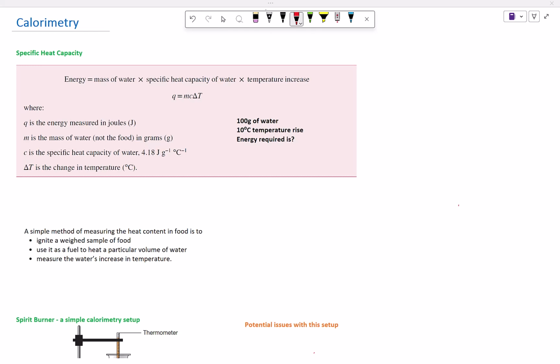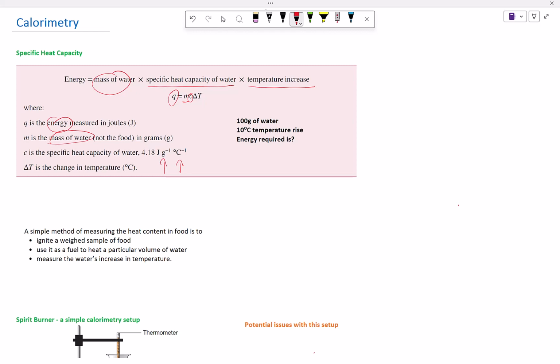So first off, when we calculate the energy using this approach, we need the mass of the water, we need the specific heat capacity of the water in this case, because we're looking at water, and the temperature increase. So it's Q for energy, m for mass of water, not the food, and that's going to be in grams. We've got the c, which is a constant, that's 4.18 joules per gram per degree increase in temperature. So that's what that means.